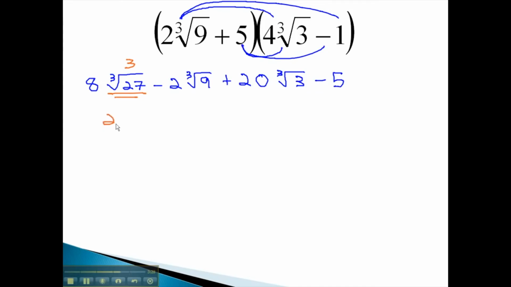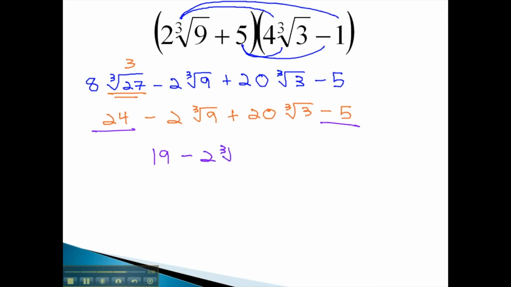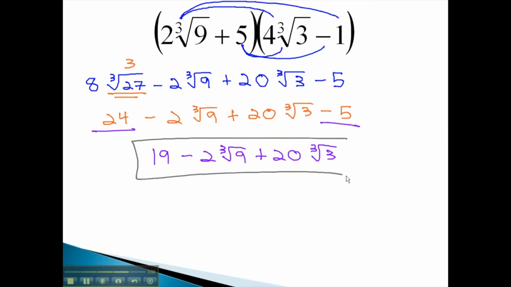We now have 24, with no radical remaining, minus 2 times the cube root of 9, plus 20 times the cube root of 3, minus 5. We can now look at combining like terms. The 24 minus 5 is 19, minus 2 cube root of 9, plus 20 cube root of 3. With no like terms remaining, this will be our final solution.